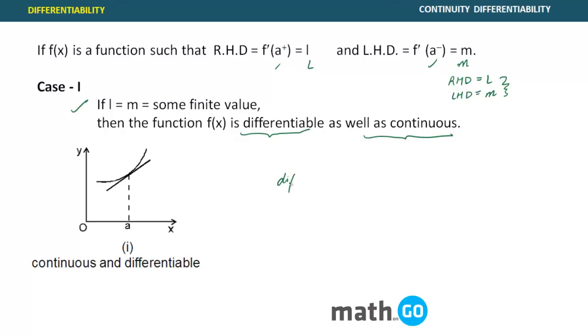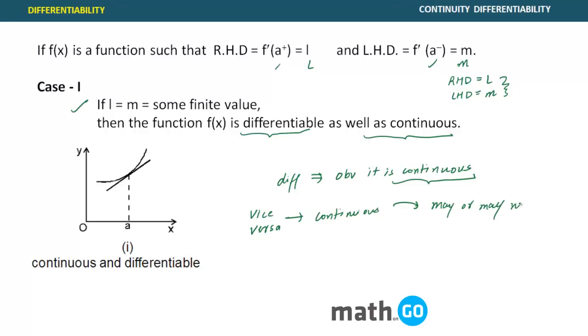If a function is differentiable, that implies obviously it is continuous. If you have proved that the function is differentiable, then it is already proved that the function is continuous. But the vice versa is not true. If you have proved that a function is continuous, it may or may not be differentiable. You cannot say for sure whether it will be differentiable or not. A famous example that you can understand is mod x. Mod x is a continuous graph. You need not pull your pen up for drawing this, but it is not differentiable at this particular point.